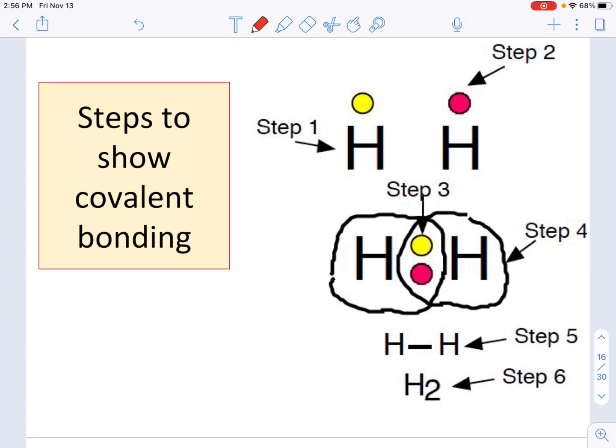Okay, so here's those steps again. Step 1, we write the chemical symbol, H. Step 2, we put in our Lewis dots. Step 3, we put them next to each other so we can see where they're going to share. And then step 4 is to draw the circles around them, showing that they each now have a full outer electron shell. Step 5 is to replace the shared electrons with a stick or a dash. Step 6 is to say what the final formula is.